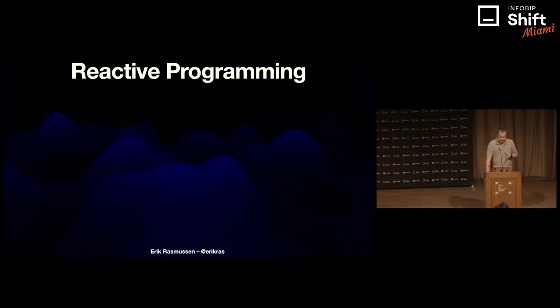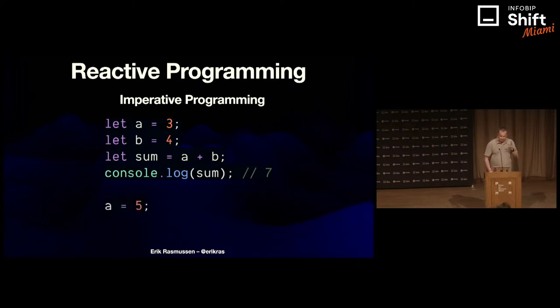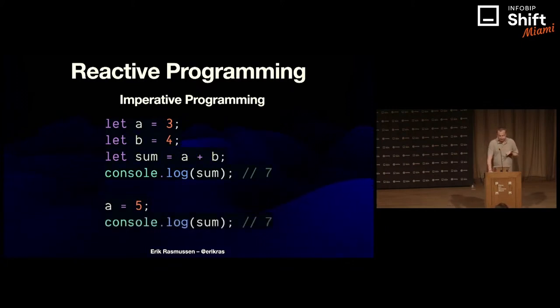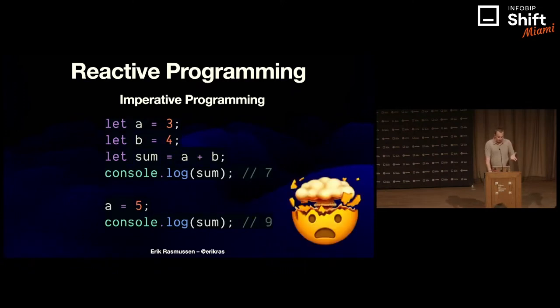They contrast it to imperative programming like this. In imperative programming, you define some variables, they have their values, you can define another variable, you're doing some calculation with those values, and that's totally normal. But if you change one of the prior variables, obviously the sum isn't going to change because you haven't run that calculation again. This is like the way computers work, right? But what if it could? What if it did change? That is the promise of reactive programming.